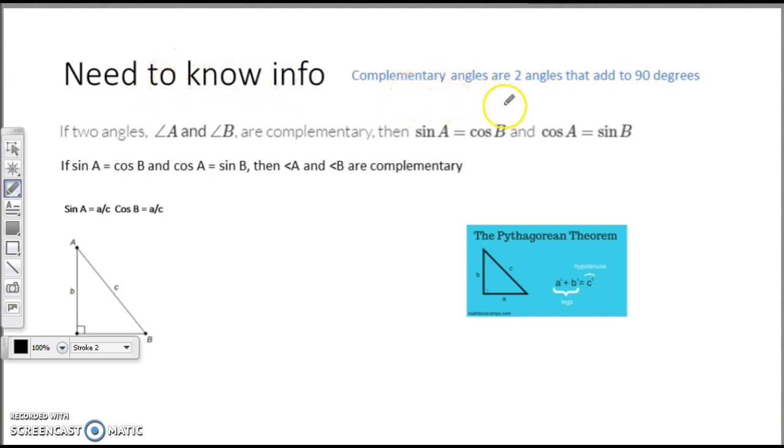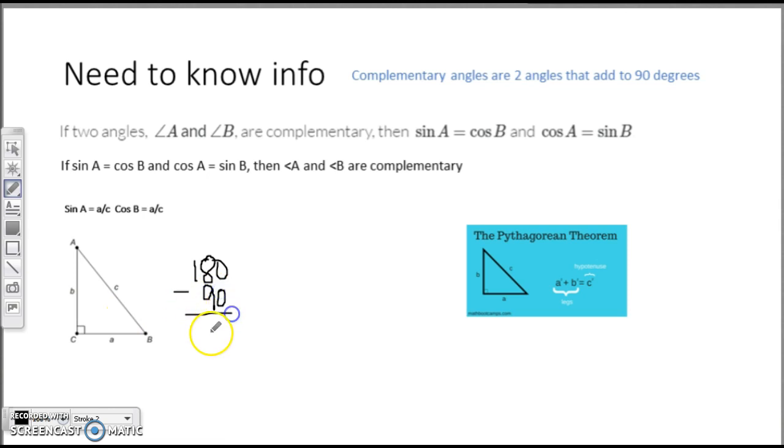Remember, complementary angles are two angles that add up to 90 degrees. If you look down here at a right triangle, every right triangle has a 90-degree angle, and all triangles add up to 180. So we know in every right triangle that these have to be complementary, because if we take 180 and subtract off our 90-degree angle, we're left with 90 degrees. So the measure of angle A plus the measure of angle B is always going to have to equal 90 degrees in a right triangle. Those two angles are always going to be complementary.